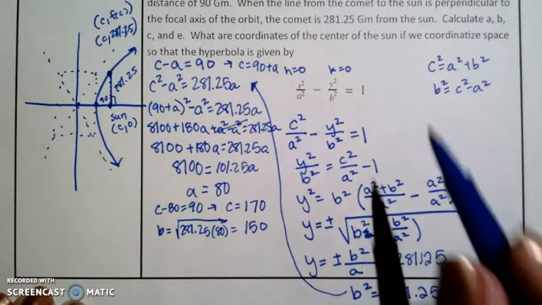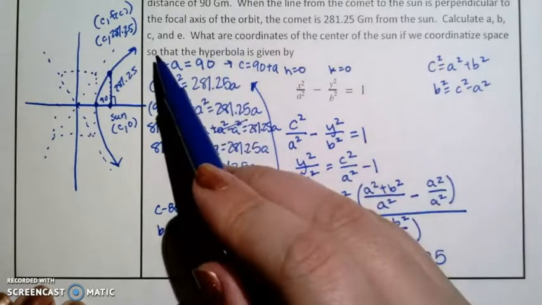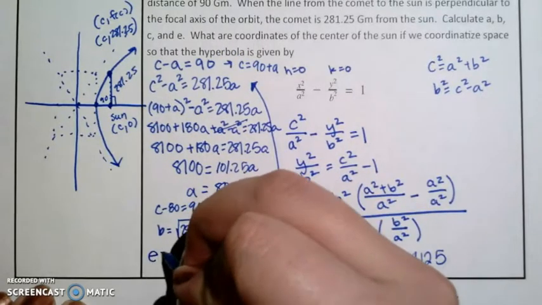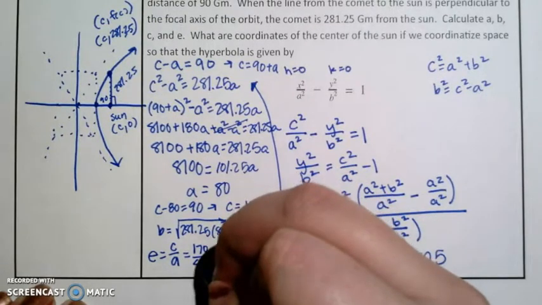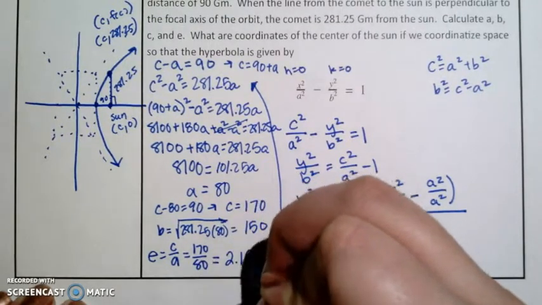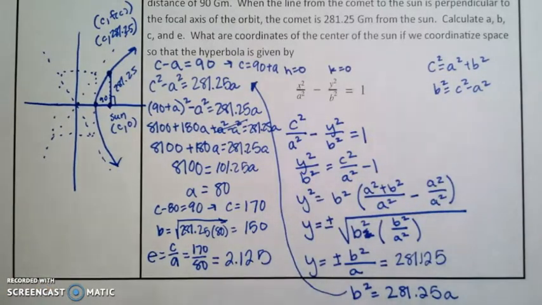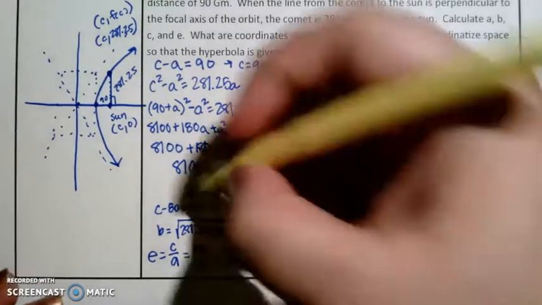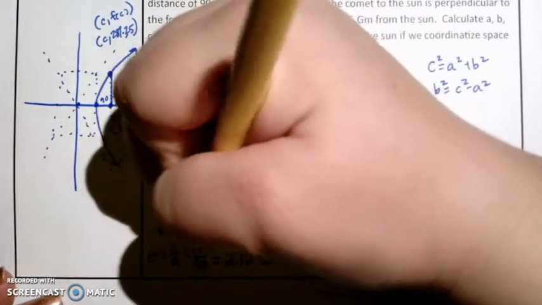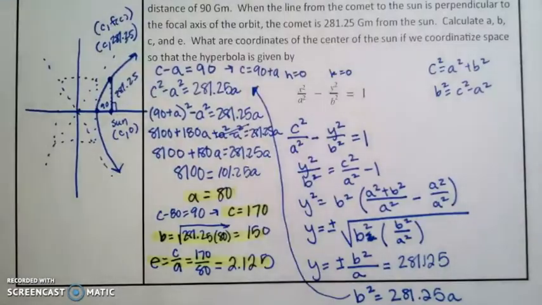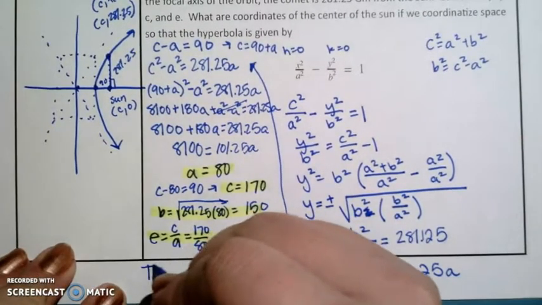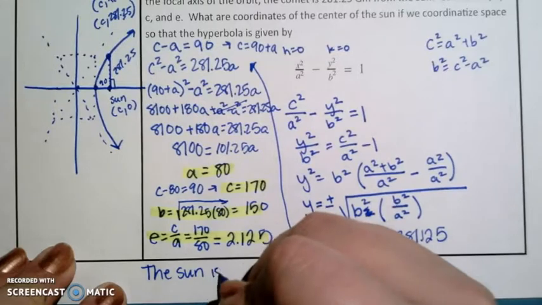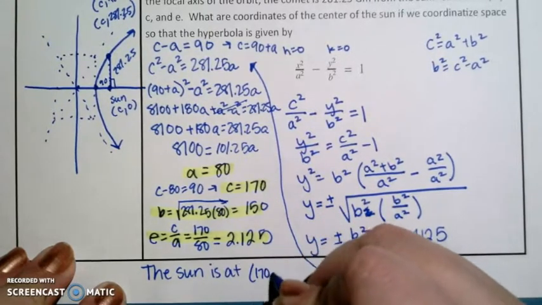Now we found a, b, and c. We have to find e. e equals c over a, so that's 170 over 80, which is 2.125. So we have a, c, b, and e. That puts us, if c is 170, the sun is at 170, 0.